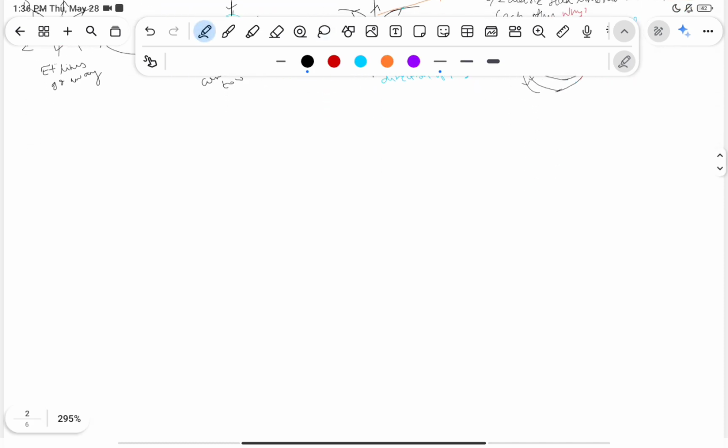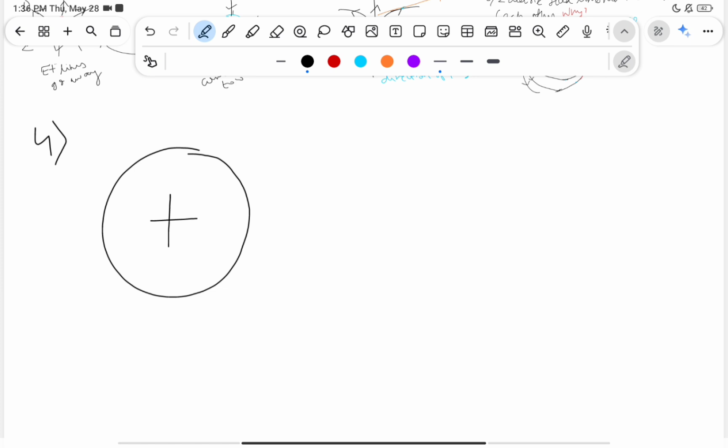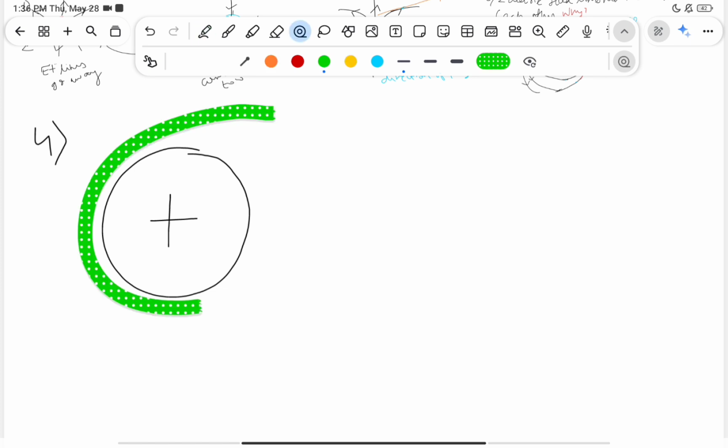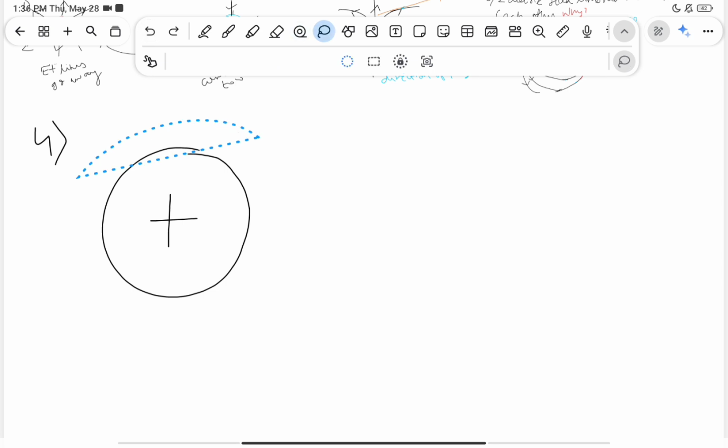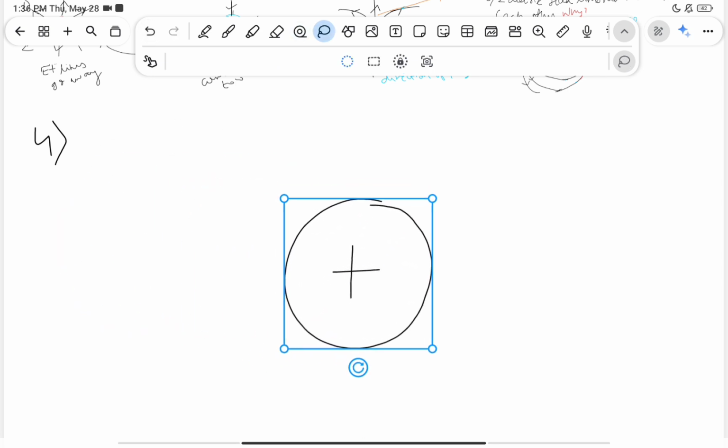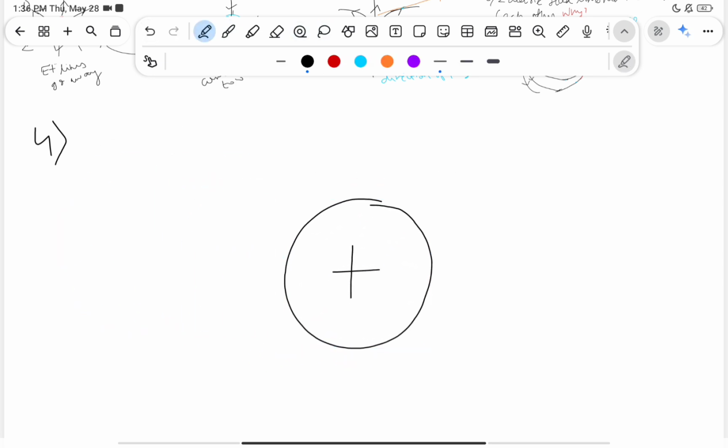Now we will move to the fourth property. What is our fourth? Electric field lines are always normal to any conducting surface. If this is my conducting surface which has positive charge, then the electric field lines will be like this. They will be normal.